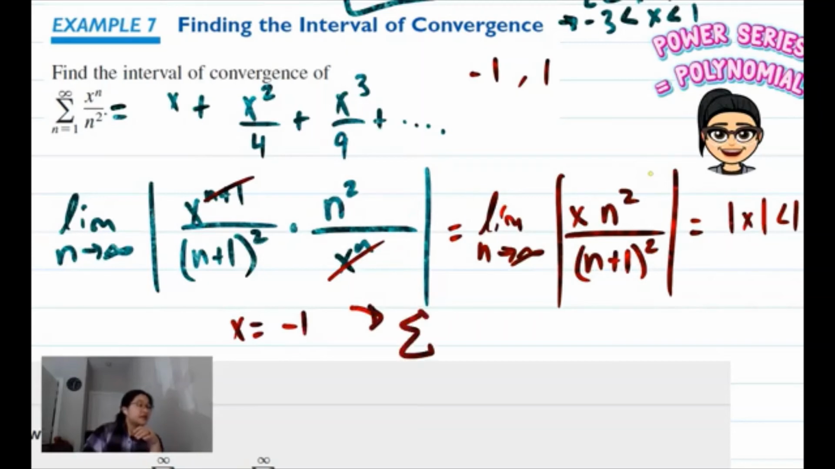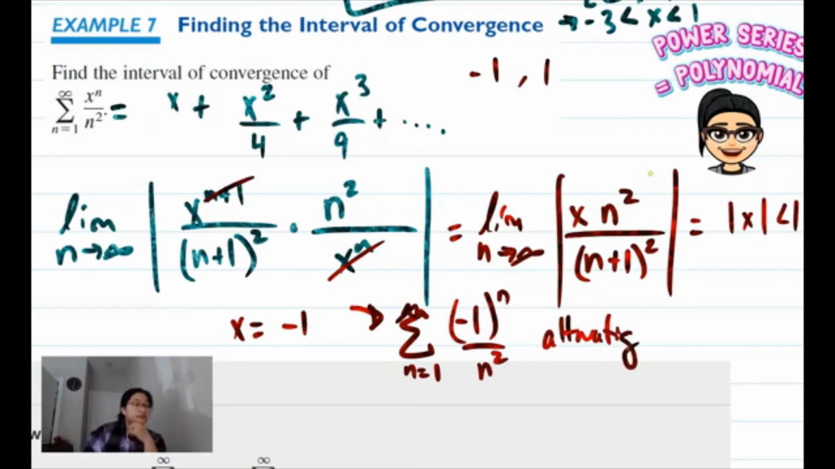That gives us the sum, n equals 1 to infinity of negative 1 to the n over n squared. So now we have an alternating series, and so this one converges. This is also a p-series, and it's alternating, so that's nice. So this converges. So we also include this negative 1.